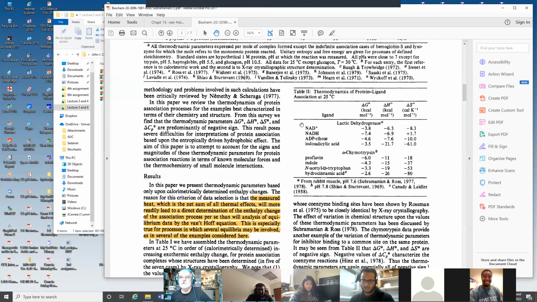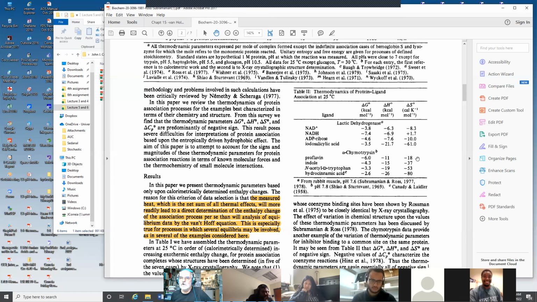So for example, they have these tables that involve ligand binding to lactate dehydrogenase. It's things like NAD, NADH, and ADP ribose binding. They're looking at the free energy of interaction. They're showing you what the enthalpies and the entropies are. And then they're showing you some binding of small molecules to alpha chymotrypsin, free energies, enthalpies, and entropies.